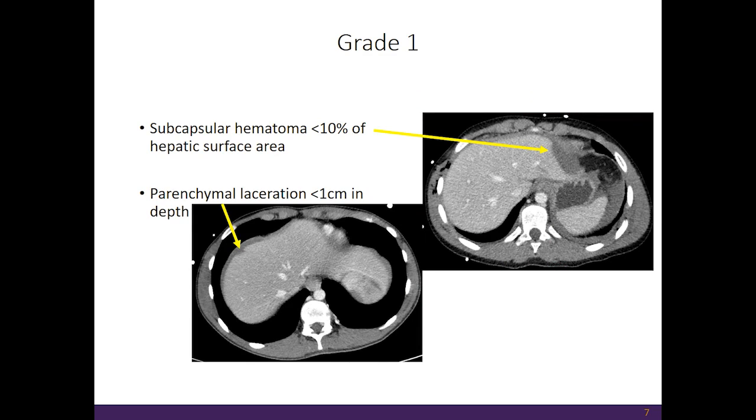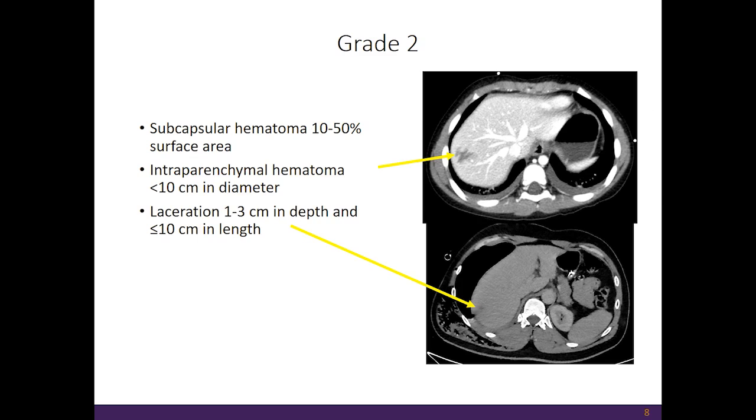So grade 1, what does that look like? Grade 1 is the subcapsular hematoma with less than 10% of the hepatic surface area. And you can see that in the top image where there's that focal area of hypoattenuation indenting the liver capsule that's less than 10% of the surface area. Whereas a parenchymal laceration that's less than 1 centimeter in depth is that linear hypoattenuation that's extending in from the capsule surface where the yellow arrow is on the bottom image. You can also see there's a little bit of perihepatic hematoma as well.